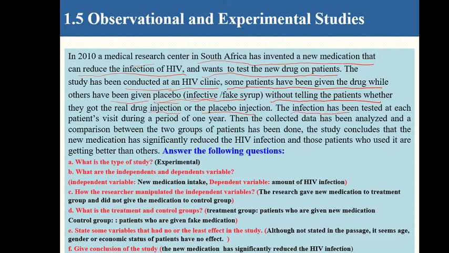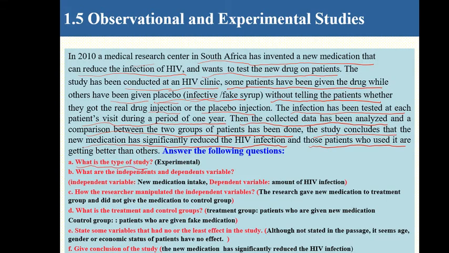The infection has been tested at each patient's visit during a period of 1 year. Then the collected data has been analyzed, and a comparison between the two groups of patients has been done. The study concludes that the new medication has significantly reduced the HIV infection, and those patients who used it are getting better than the others. Now let's answer the following. What is the type of study?